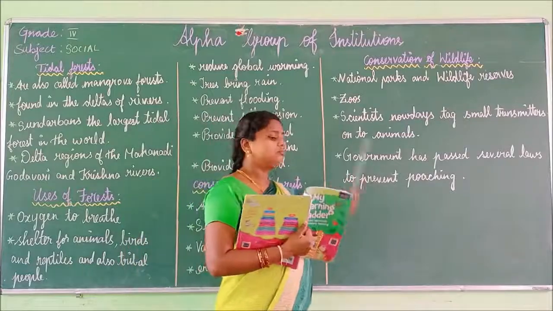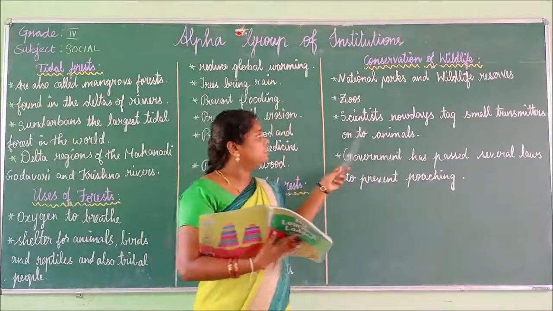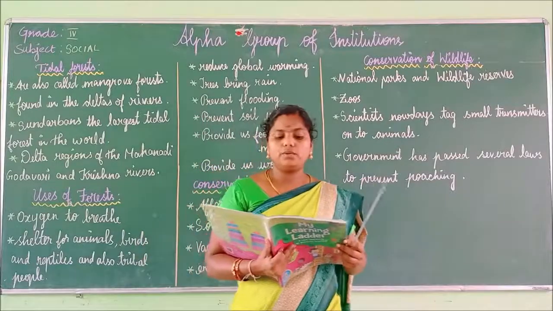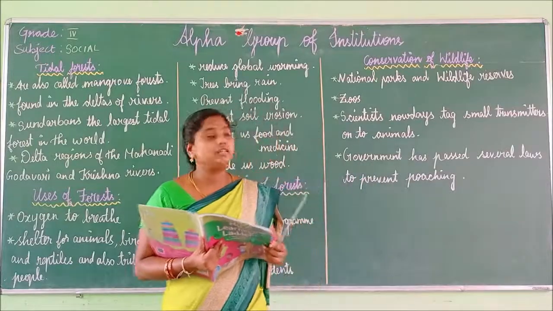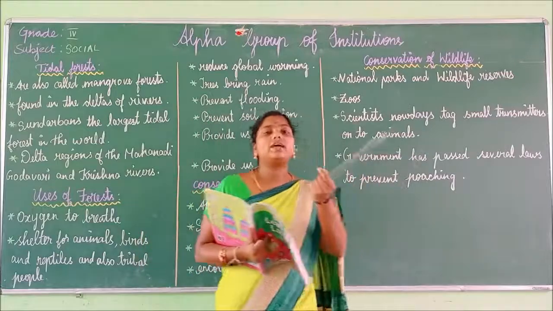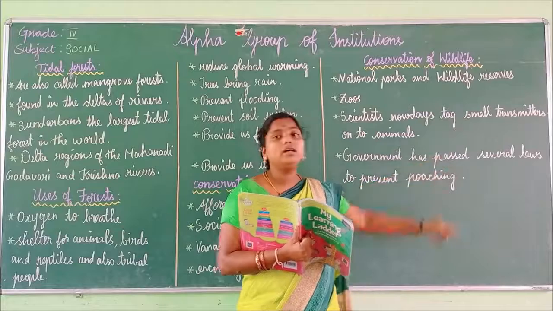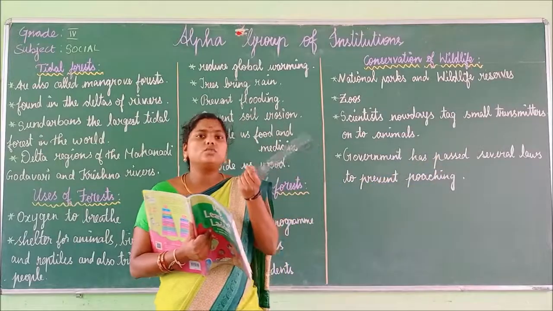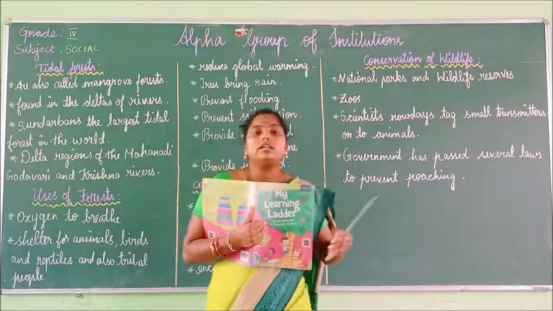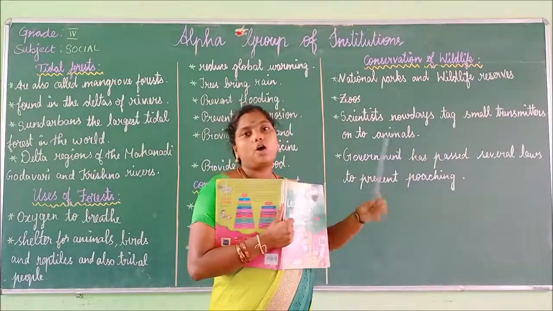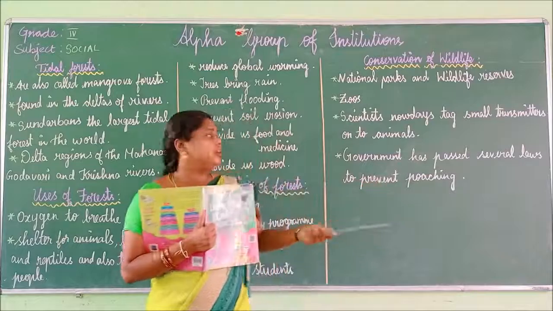Is it clear? The next one, scientists nowadays tag small transmitters onto animals and keep track of their numbers. So nowadays scientists track animals with small transmitter tags, which tell what species it is, how is its lifestyle, and how many kinds of species are there.